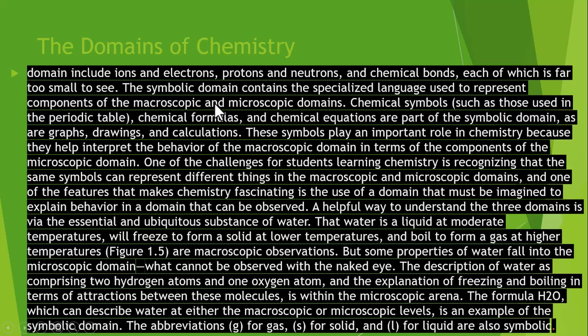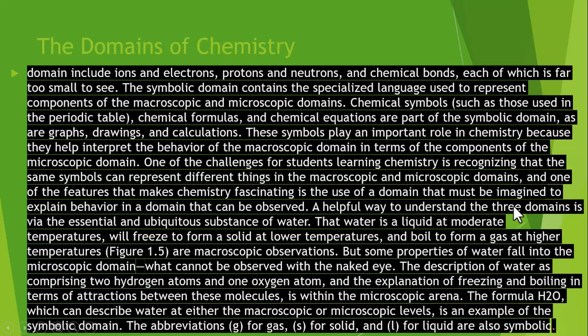Chemical symbols such as those used in the periodic table, chemical formulas, and chemical equations are part of the symbolic domain, as are the graphs, the drawings, and the calculations. These symbols play an important role in chemistry because they help interpret the behavior of the macroscopic domain in terms of the components of the microscopic domain. One of the challenges of students learning chemistry is recognizing that the same symbols can represent different things in the macroscopic and microscopic domains. And one of the features that makes chemistry fascinating is the use of the domain that must be imagined to explain behavior in a domain that can be observed.